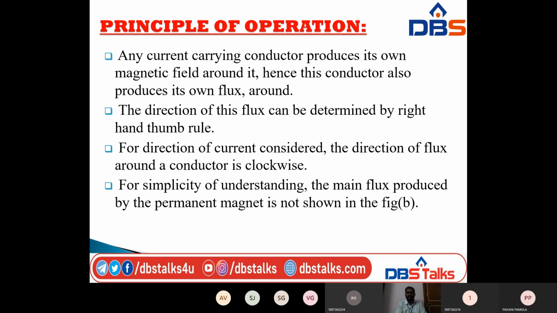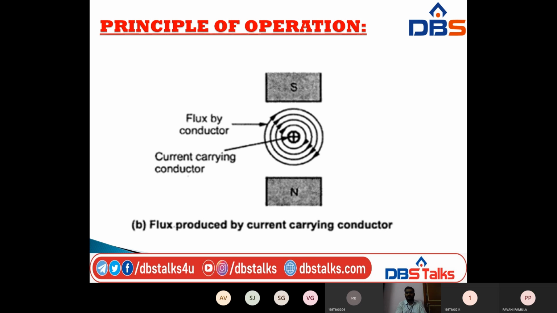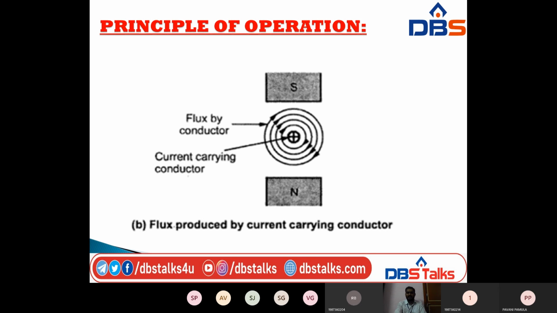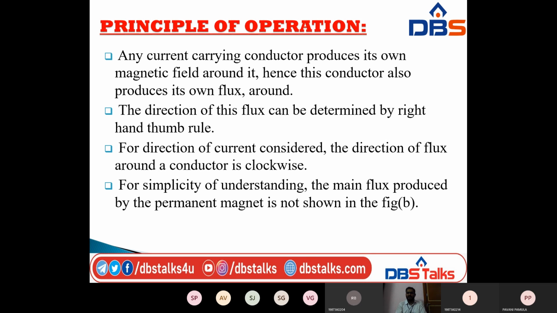For simplicity of understanding, the main flux produced by the permanent magnet is not shown in the figure. We are just showing the flux produced by the current carrying conductor in between the two poles. In the diagram, I am not showing the main flux, for simplicity of understanding.